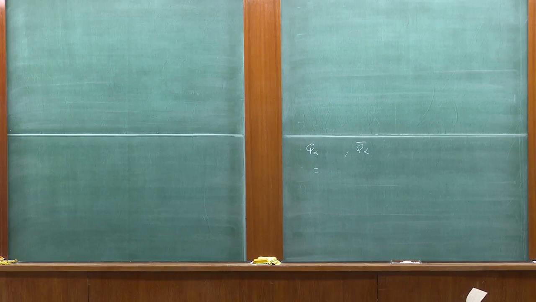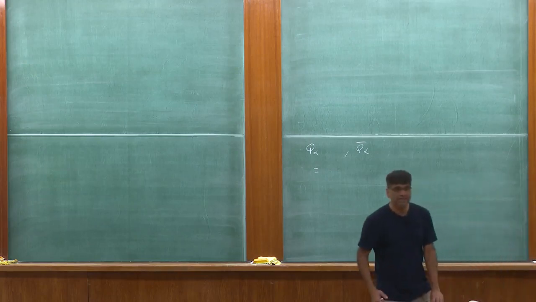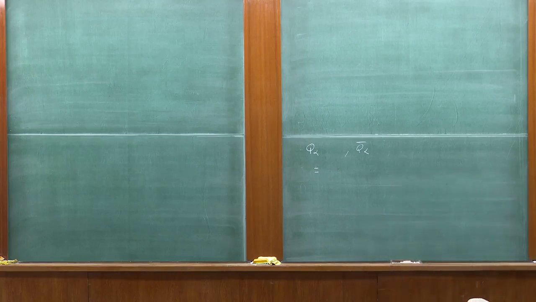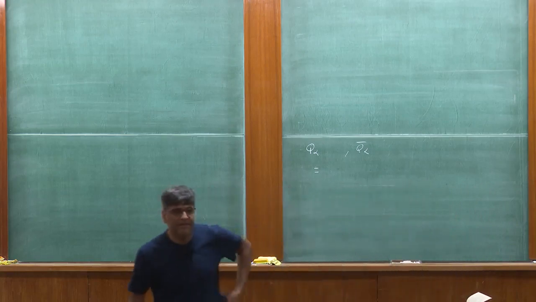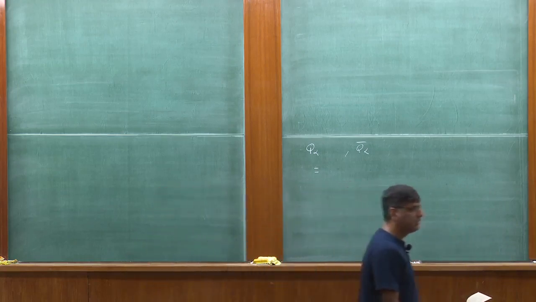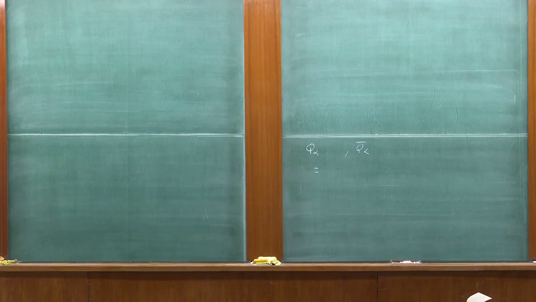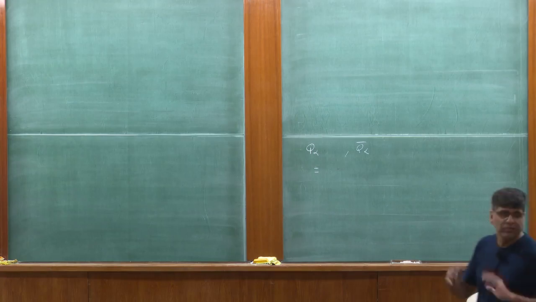Okay, so in the previous class, let me give you a one minute reminder. We discussed what theories we would be studying. The theories we are studying are two-dimensional supersymmetric field theories, obtained by dimensional reduction from four-dimensional N equals one supersymmetric theories. The theories we're going to study in the next few lectures have just abelian U1 symmetries.